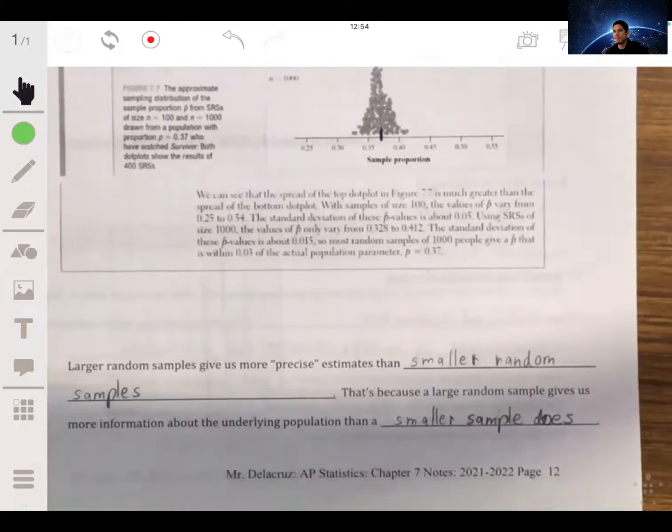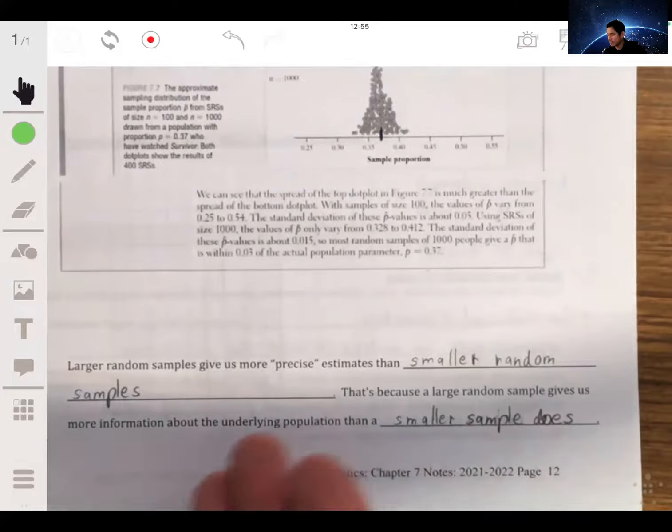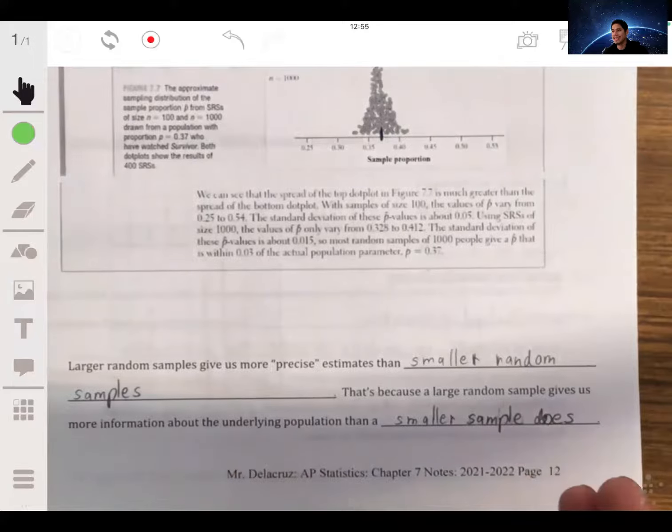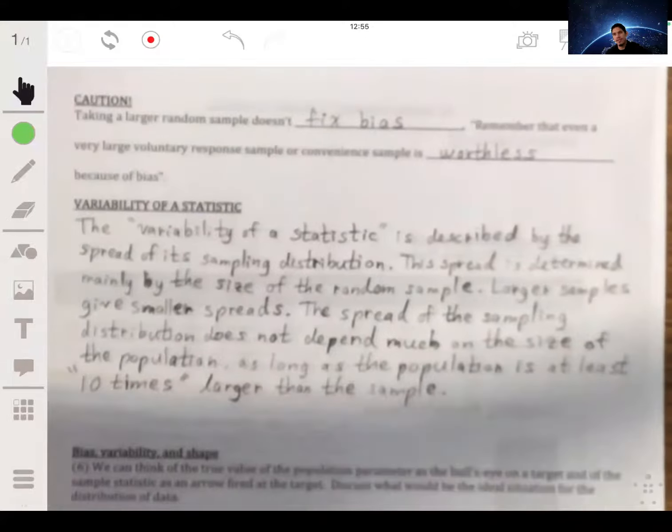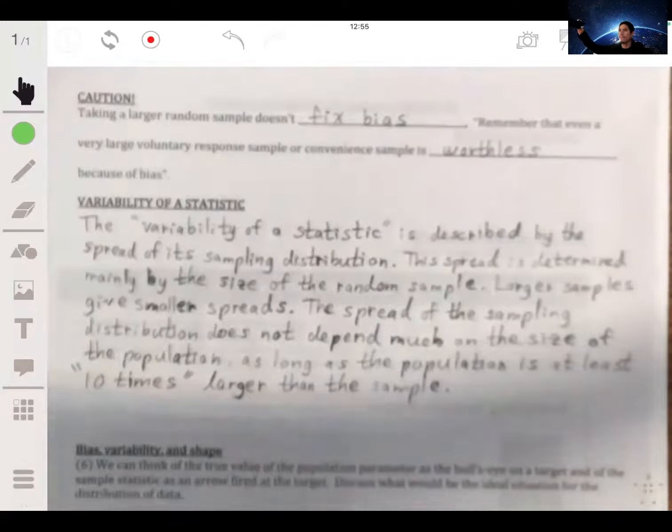All right, so to sum up, larger random samples give you more precise estimates than smaller random samples. To put it simply, it's because they just give us more information. You know more about the population with a bigger sample. So let's think about this now, kind of like an analogy.